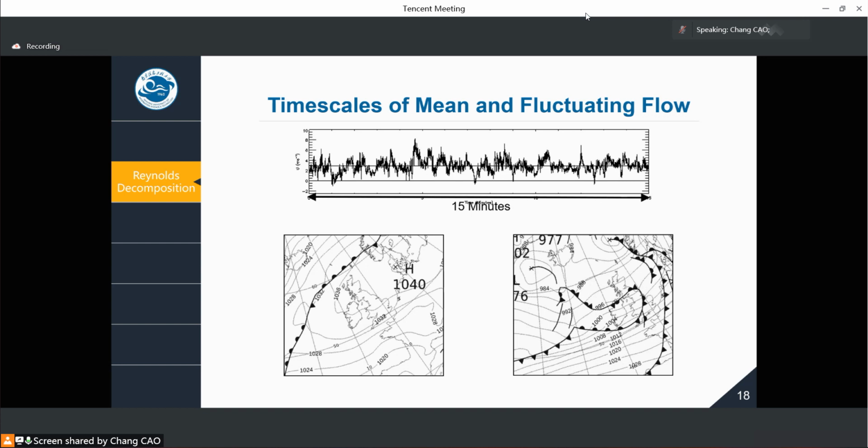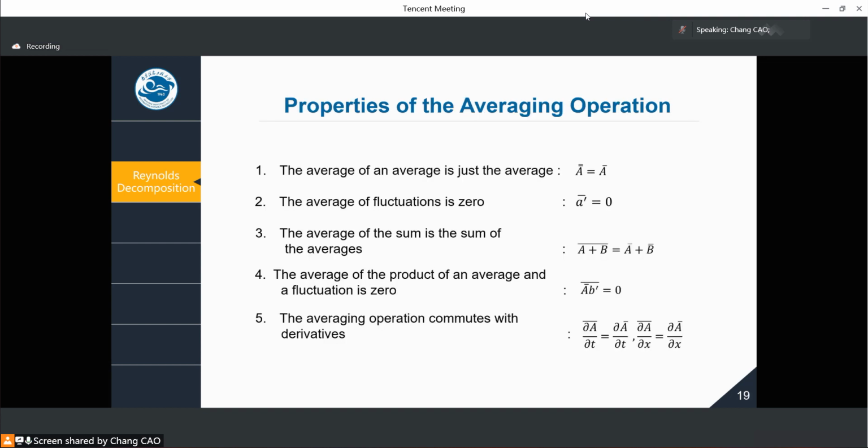Okay, so do you have any question about this? Any question about this? Okay, so if you do not have question about Reynolds decomposition, we will further introduce some properties of the averaging operation. So there are 5 properties. Okay, we can look at them one by one, or you can just quickly go over it.